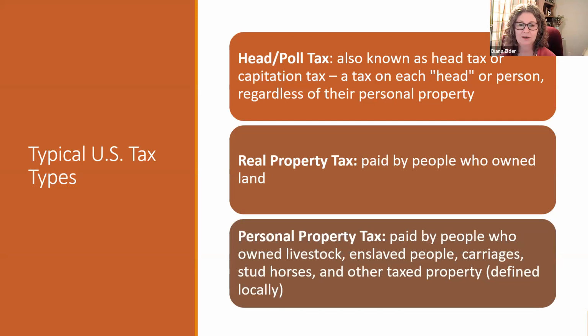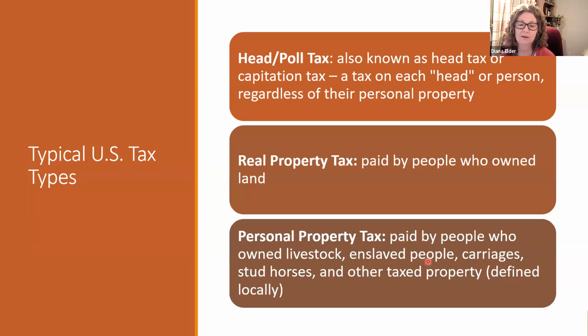So there's some typical US tax types. There's the head or poll tax, where every male of a certain age was to be noted, was to pay this tax. There's real property tax. Those are people who owned land, had to pay taxes on the land. And then there were personal property taxes. So you had to pay on your animals. If you had enslaved people on your property, you paid taxes on them.